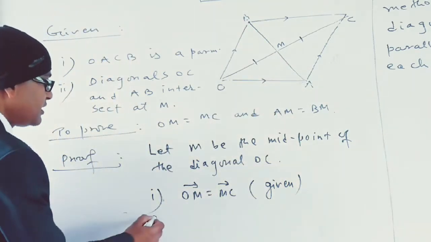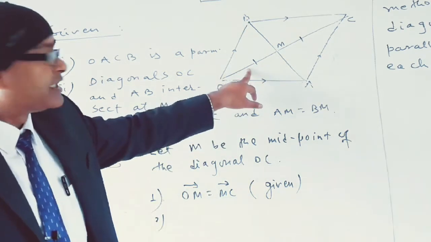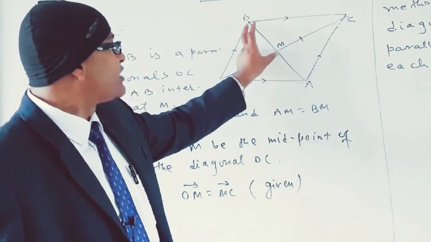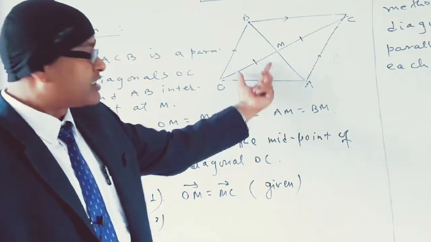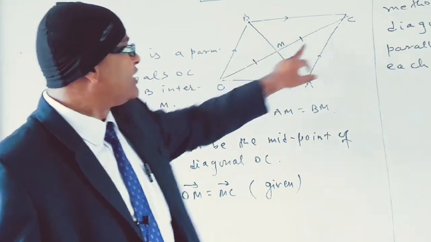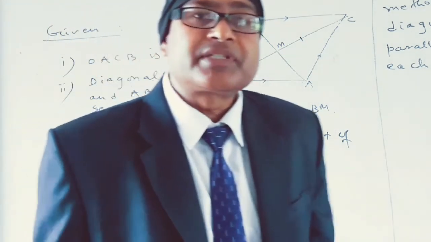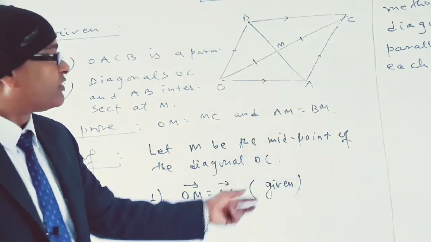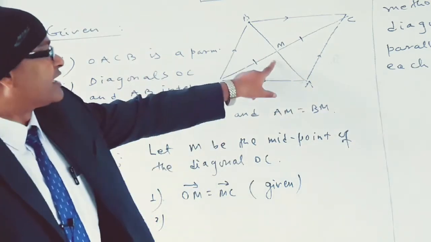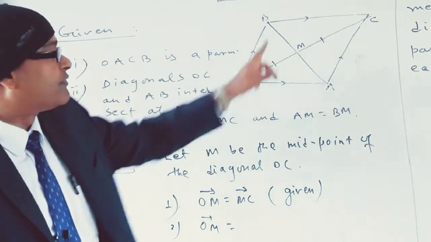Now in the second step, we'll express vector OM in terms of BM, and the second vector MC we'll express in terms of AM, because we have to show BM is equal to AM. So the two vectors OM and MC we will express, one in the form of BM and another in the form of MA. So let's write down vector OM at first. Vector OM we can easily express in the form of vector BM.